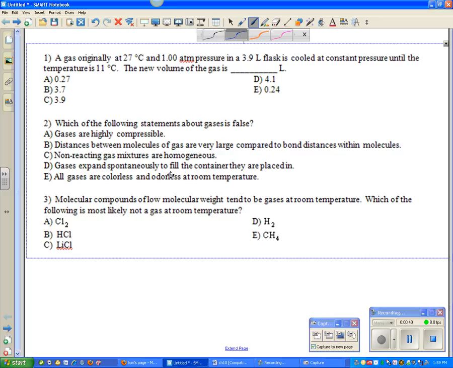Number one gives you a gas under original conditions. If they tell you that a gas is under original conditions, it's probably the combined gas law, and this one is. That gas law says that P1 V1 over T1 equals P2 V2 over T2. What this is saying is if you have a gas under original conditions of pressure, volume, and temperature, it's going to equal, under new conditions, the same number.